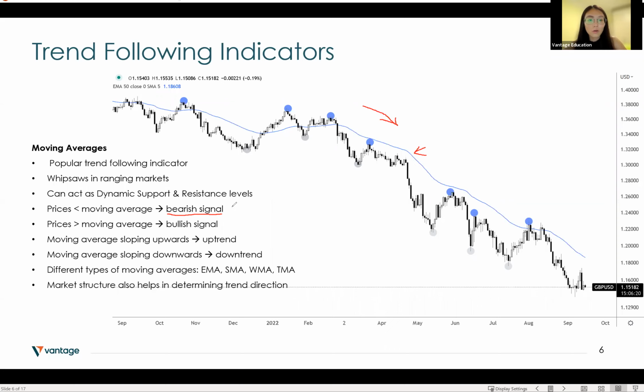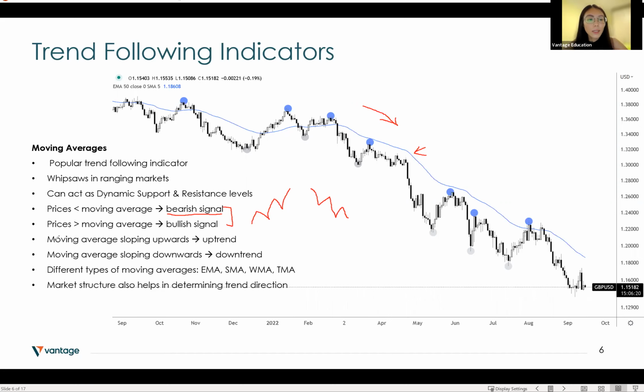But of course, even though this is the general idea behind it, do keep in mind the general direction of the trend, right? Number one, is it actually in a trending market? And the second thing is, if it is in a trending market, what is the market structure like? Is it forming higher lows and higher highs, or is it forming lower lows and lower highs? So those are the things to take note of.